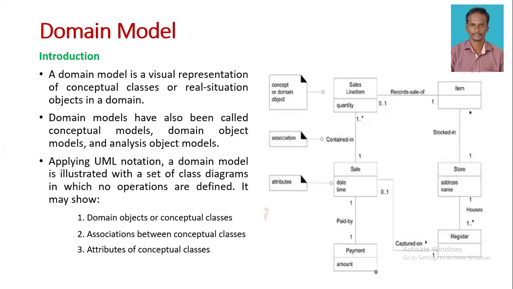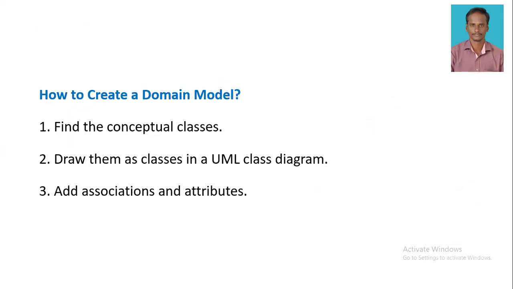If you consider sale line item and sale, the sale line item is contained in sale, and sale is paid by payment, sale is captured on register, item is stocked in store, and store houses register. So every class has an association and relationship, right? And next we need to know how to create a domain model.